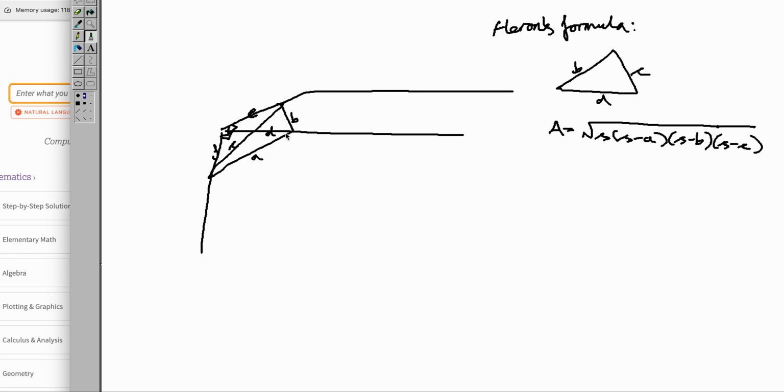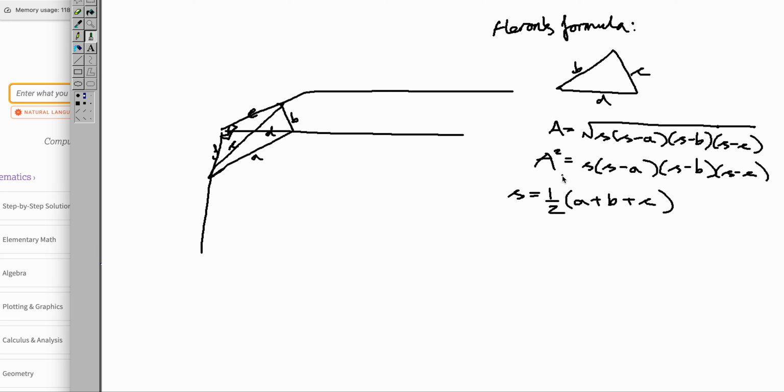But because we're looking for the area of this non-right angle triangle squared, we can write the formula this way. And this is where S is just a shorthand way of writing a half A plus B plus C. So that gives us our area for this face squared.